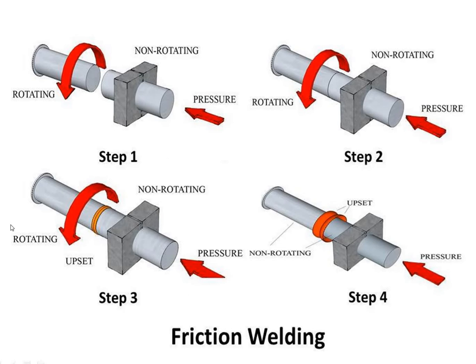So in the diagram, at step 3 the rotation is stopped, and at step 4 only the increasing pressure is given. It means the upset is created at step 3, and a permanent upset, that is the permanent weld, is made at step 4 only because of the high pressure.